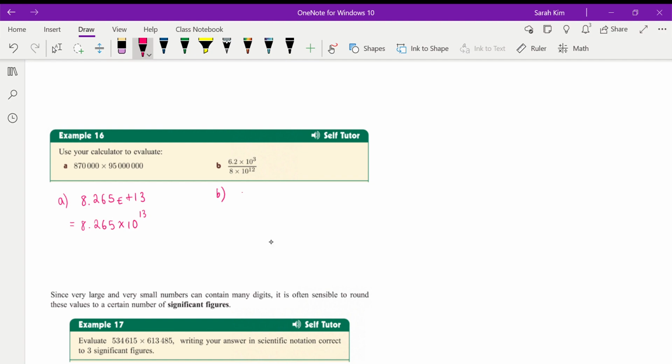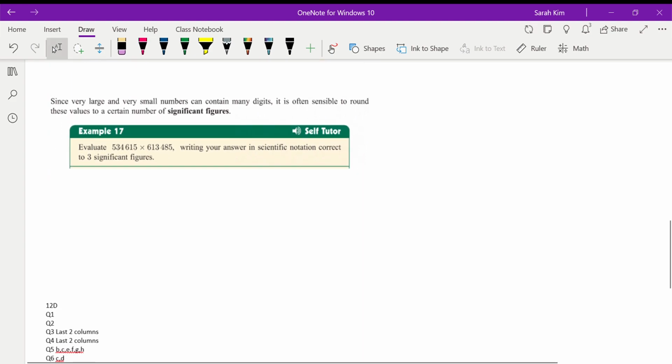My calculator says 7.75 E minus 10. That means it's 7.75 times 10 to the power of minus 10. So don't freak out about what that E means. It's just times 10 to the power of something.